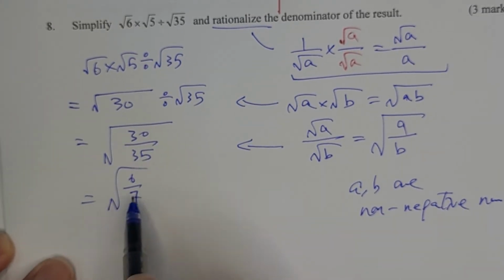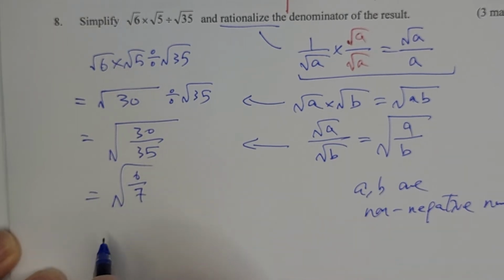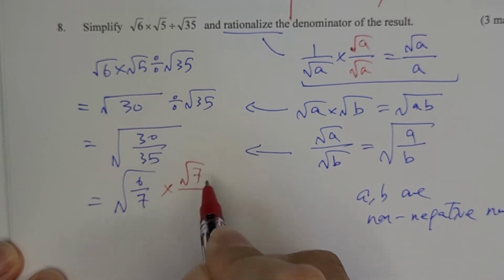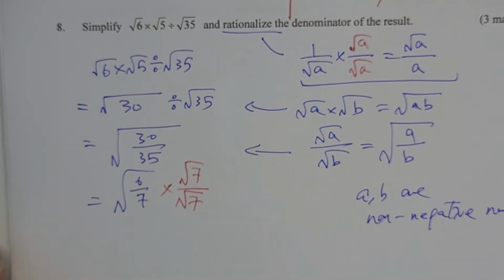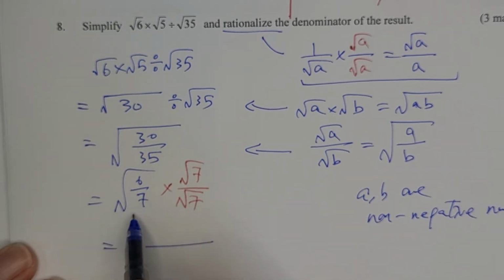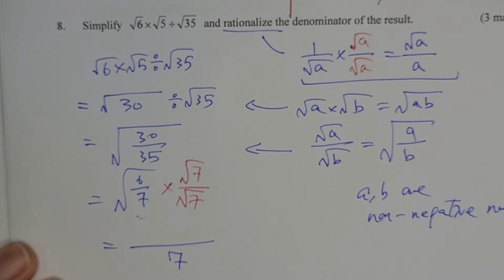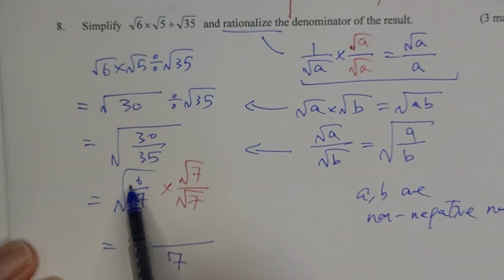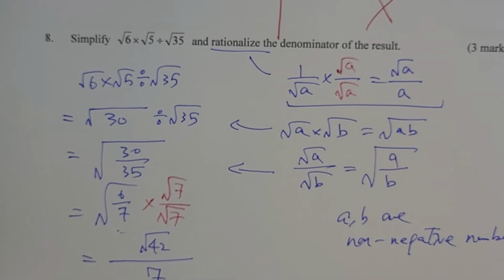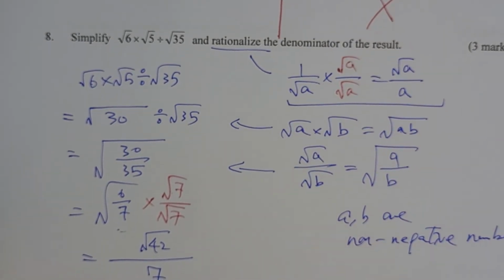And you find that there's a denominator, square root 7. So you need to do is multiply both numerator, square root 7, and denominator, square root 7. And hence, in the denominator, square root 7 times square root 7, just go back to 7. In the numerator, square root 6 times square root 7, that's square root 42. So that is your final answer. Okay, so that's the end of question number 8.